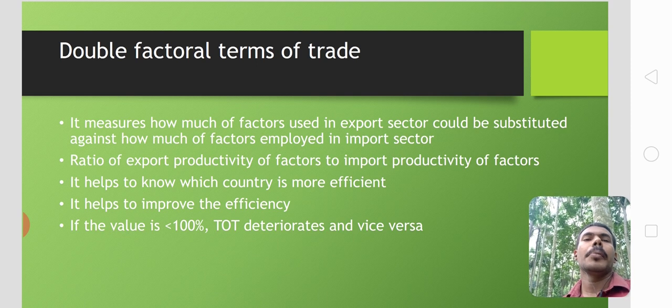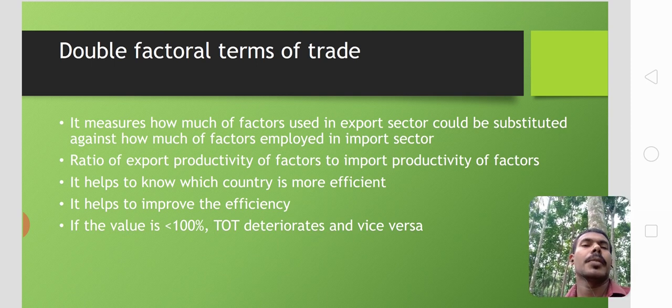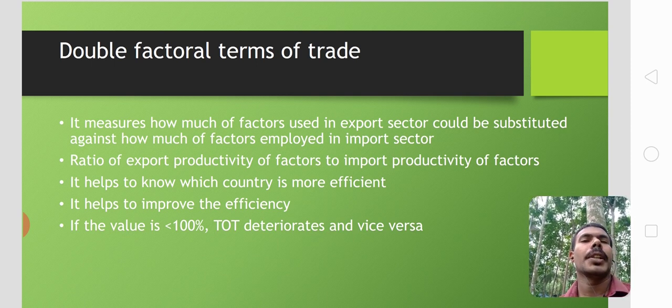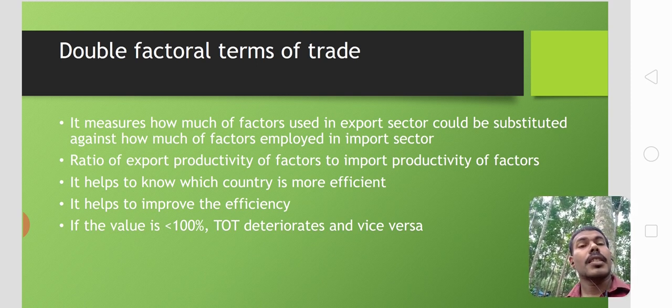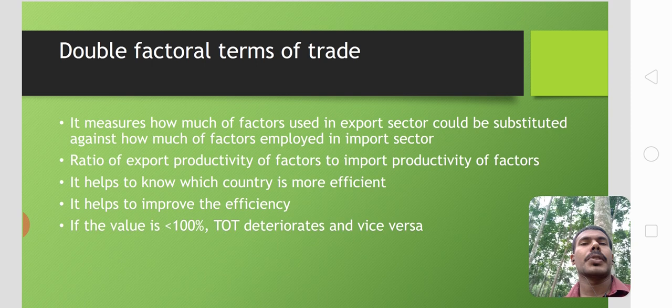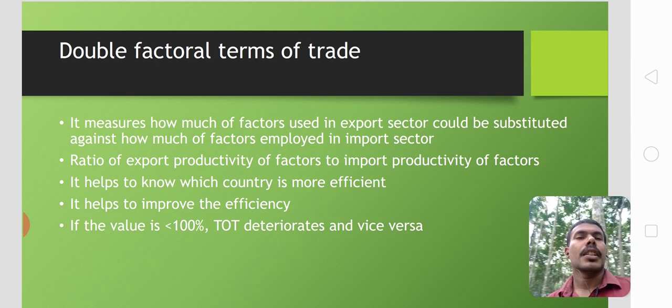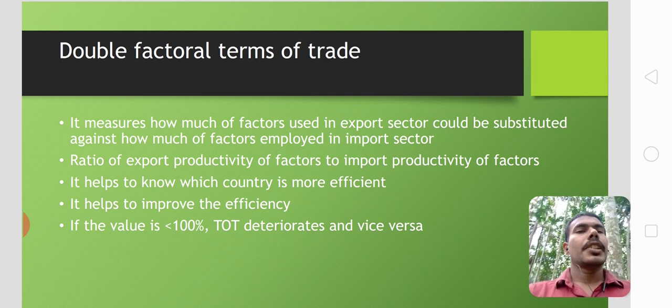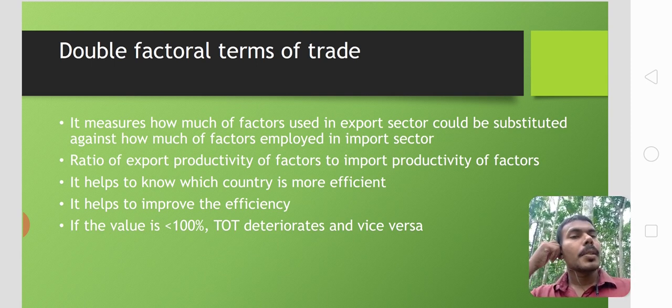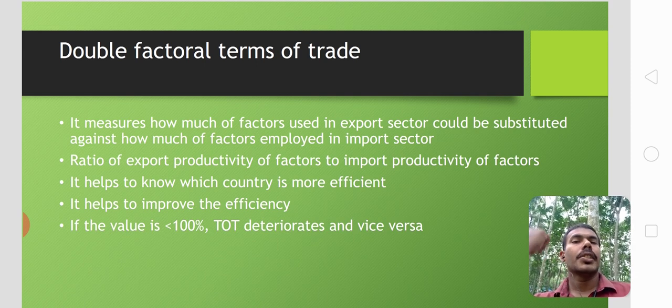It doesn't mean two factors. Even under single factorial terms of trade, two factors' productivity index is measured in only the export sector, that is, single sectoral terms of trade. And here, in double factorial terms of trade, the productivity of factors employed in both export and import of a nation are measured.